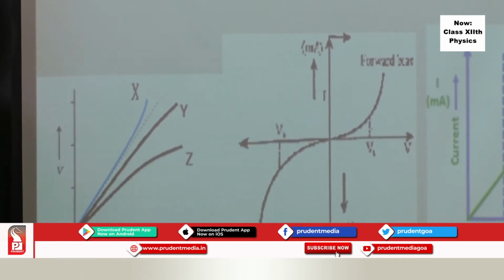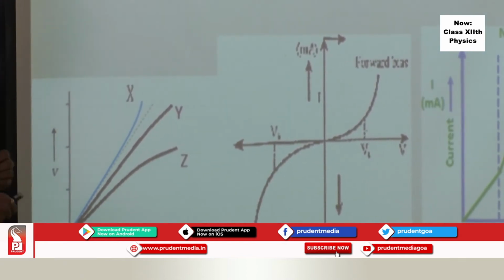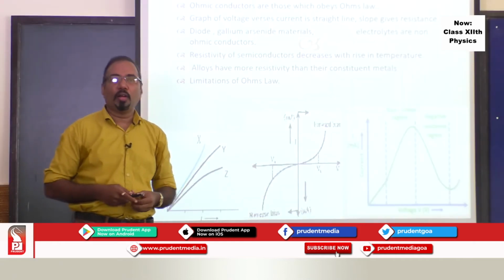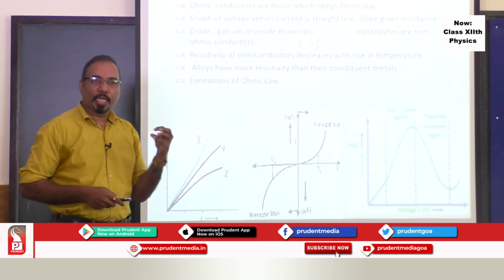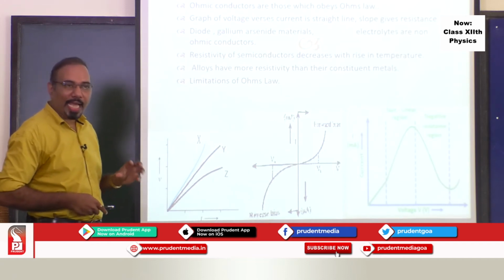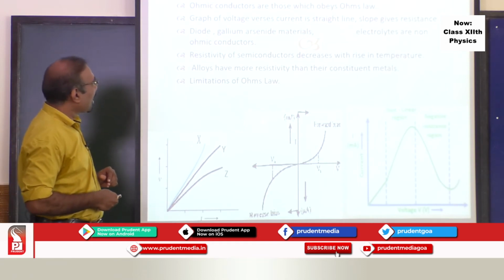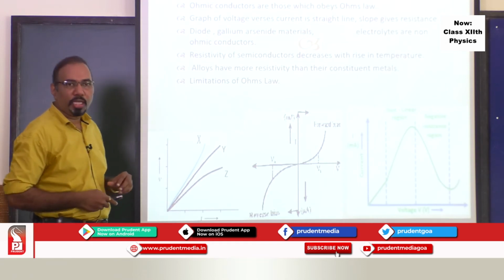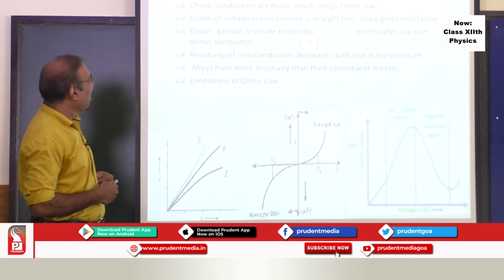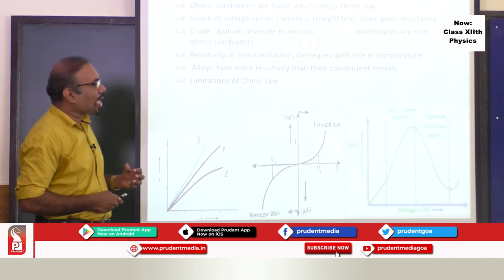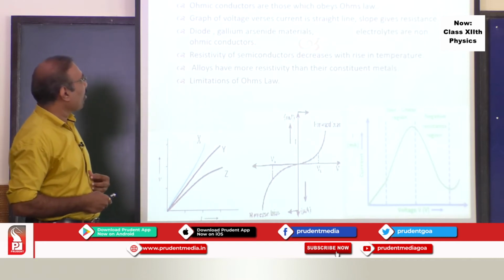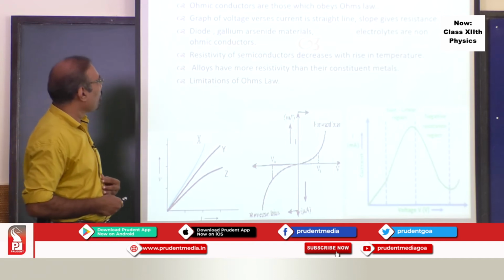So conductors which obey Ohm's law are called ohmic conductors. And conductors that don't obey Ohm's law are called non-ohmic conductors. So potential difference is directly proportional to current under certain conditions. That is valid for certain conductors, which are called ohmic conductors. Metals are ohmic conductors, whereas electrolytes, diodes, gallium arsenide, these types of materials give a non-linear graph. That's the reason they are called non-ohmic conductors.